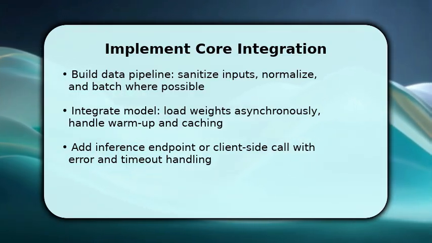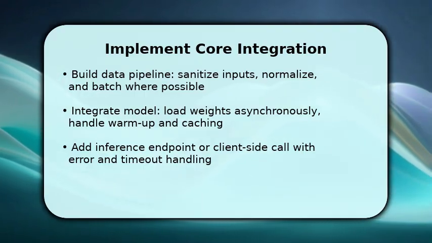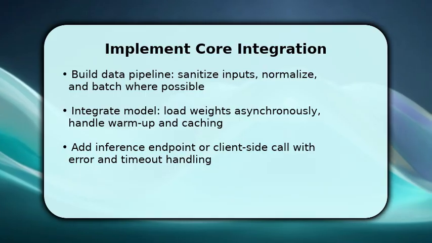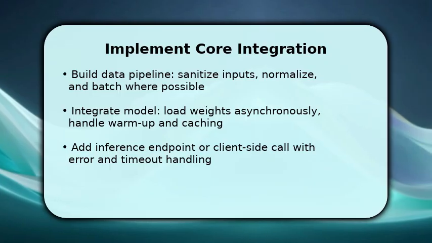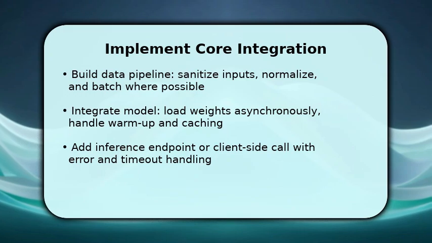Once loaded, implement batching or queuing on the server for throughput, or use requestIdleCallback or client caching for browser inference. Also instrument timing and errors so you can measure accuracy and performance. This helps identify drift and tune thresholds without guessing.